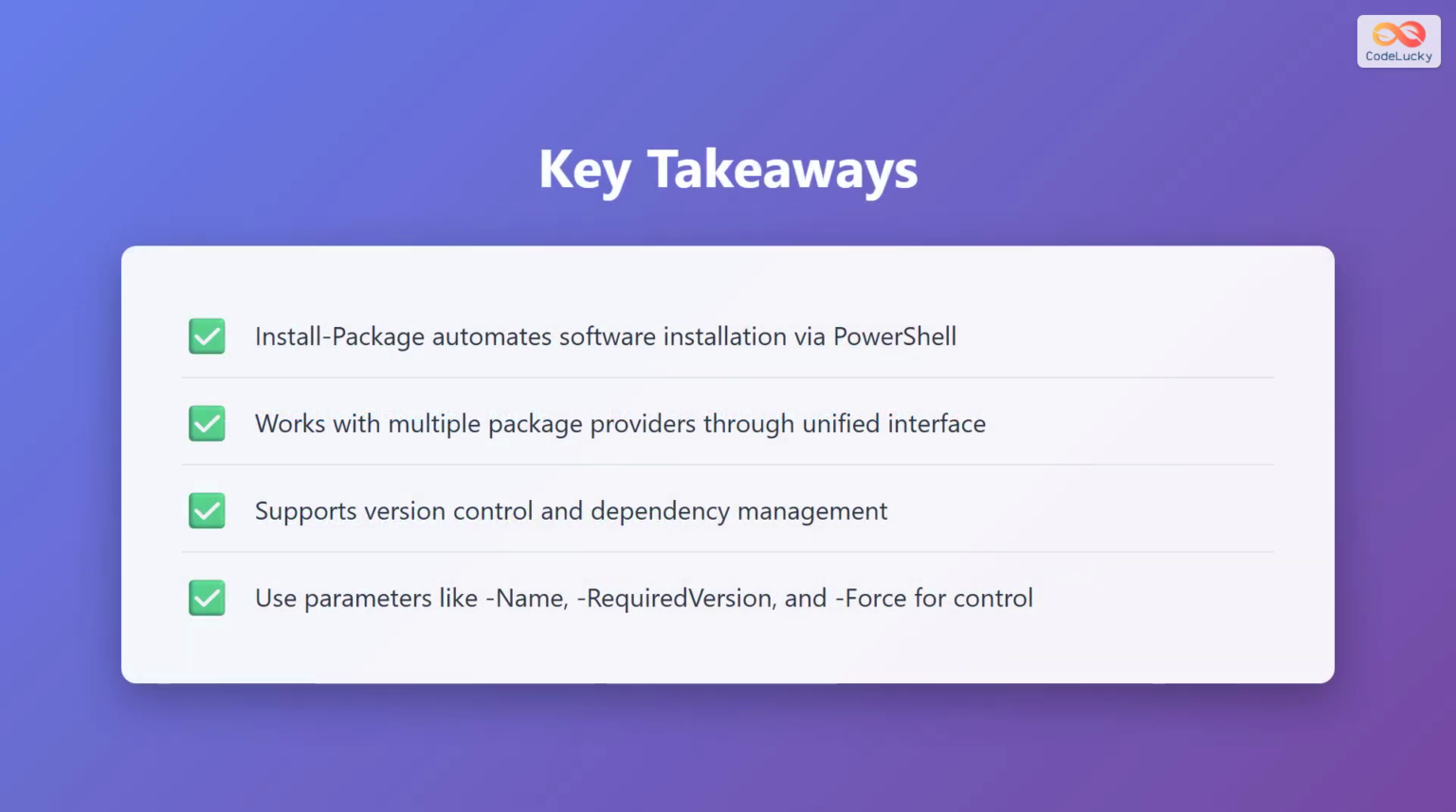Let's recap what we've learned. Install-Package automates software installation through PowerShell, saving you time and effort. It works with multiple package providers through a single unified interface, making package management consistent and predictable. The cmdlet supports version control and dependency management, giving you precise control over your software environment. Remember to use parameters like -Name, -RequiredVersion, and -Force to customize the installation process according to your needs.